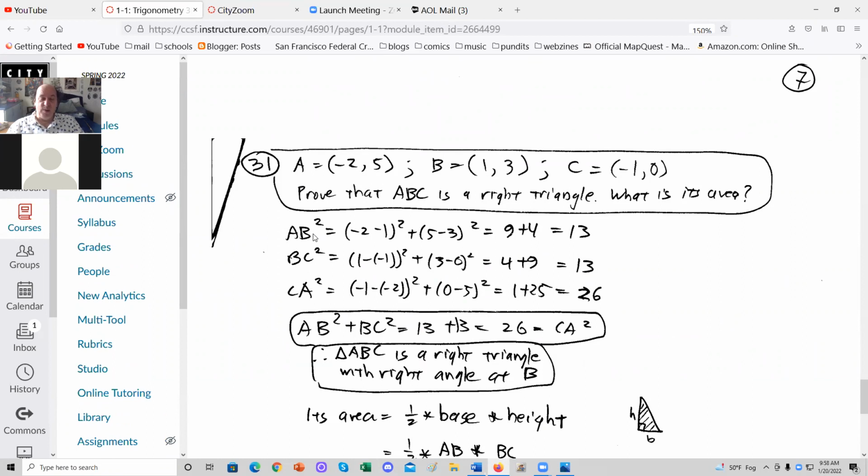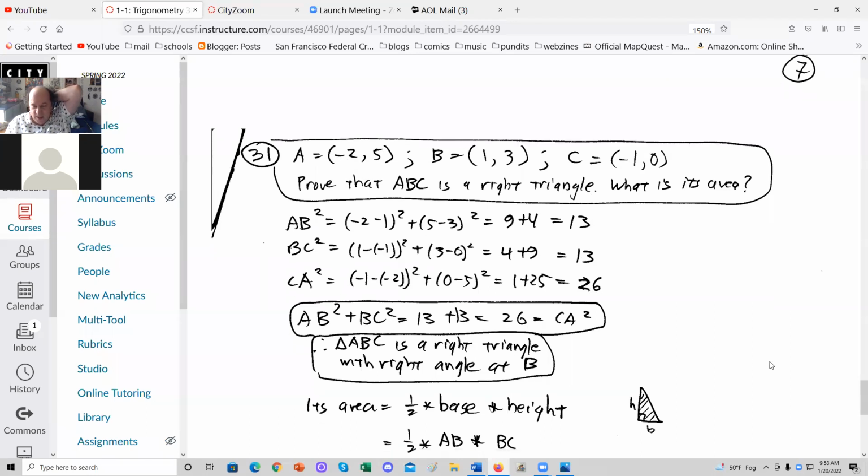Okay, we find AB squared, BC squared, and CA squared. AB squared is -2 minus 1 squared plus 5 minus 3 squared. That works out to 9 plus 4, which is 13. BC squared is 1 minus -1, which is 2 squared, plus 3 minus 0, which is 3 squared. So that's 4 plus 9, again 13. CA squared is -1 minus -2 squared plus 0 minus 5 squared. That's 1 plus 25, which is 26. Well, 13 plus 13 equals 26. So AB squared plus BC squared equals CA squared. So yes, it is a right triangle, and the right angle is at the shared point, B.